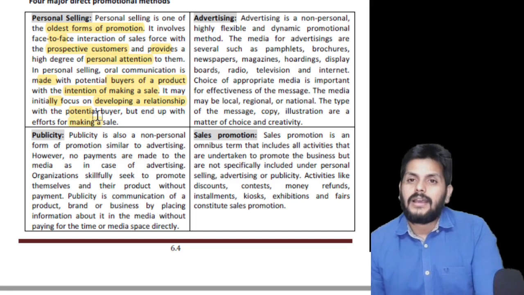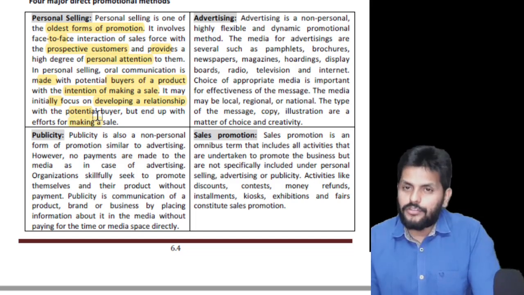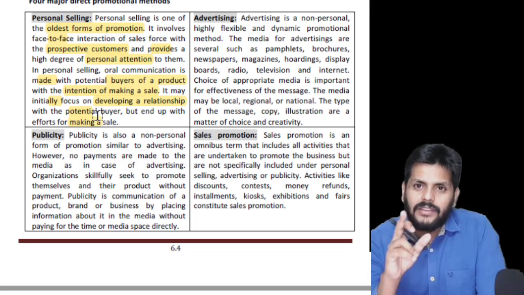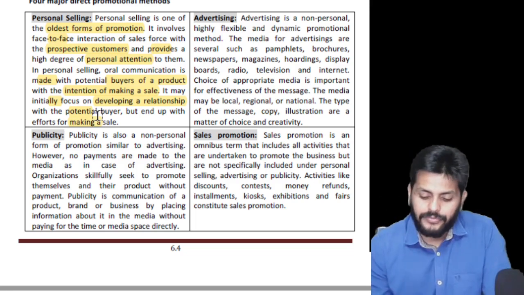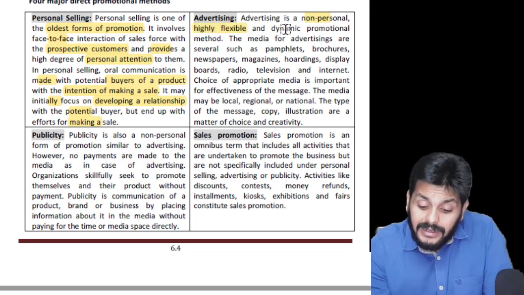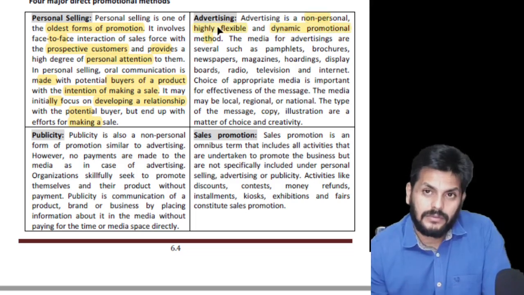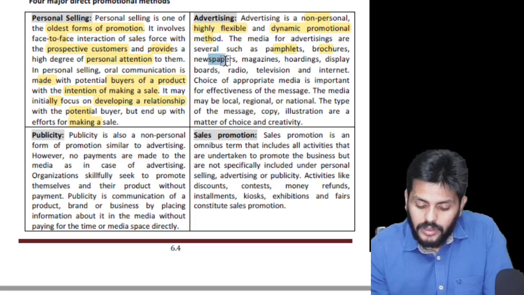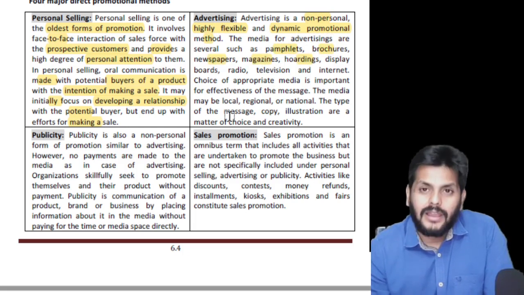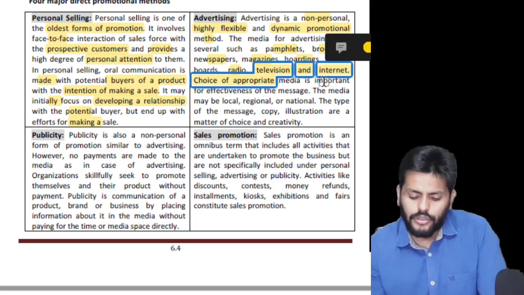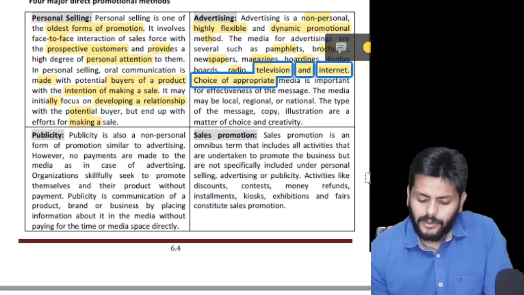Then comes advertising, then publicity. I want all of you to have full concentration here, because advertising and publicity have a thin line of difference. Advertising is a non personal, highly flexible, and dynamic promotional method. The media for advertising are, I think you know this very strongly: pamphlets, brochures, newspapers, magazines, hoardings, display boards, radio, TV, internet. Which one you choose will turn out to be a very important call.